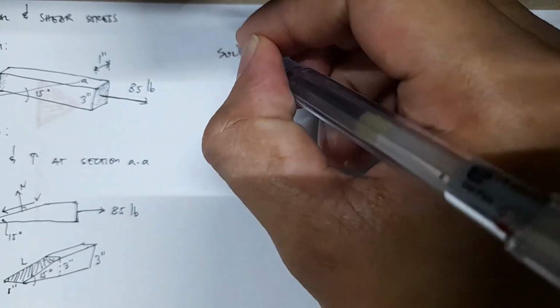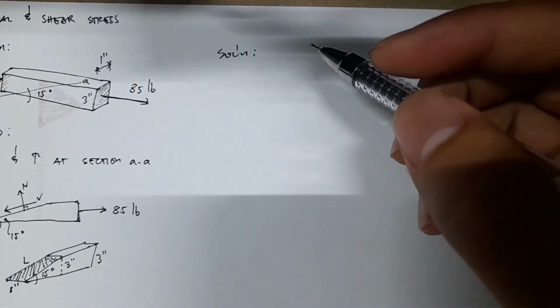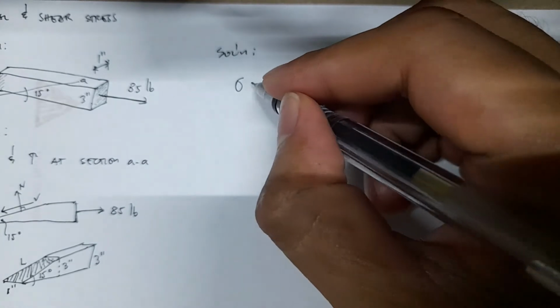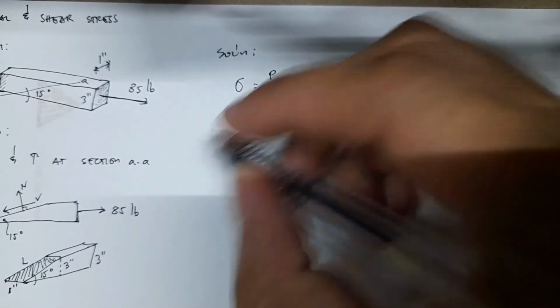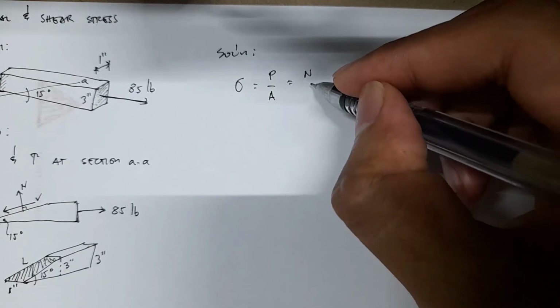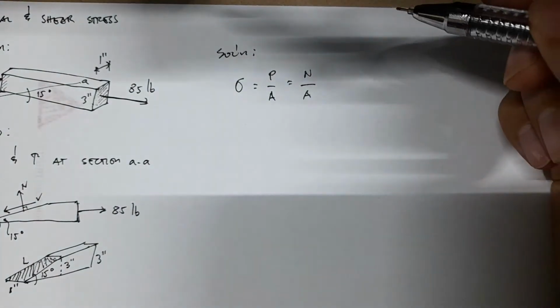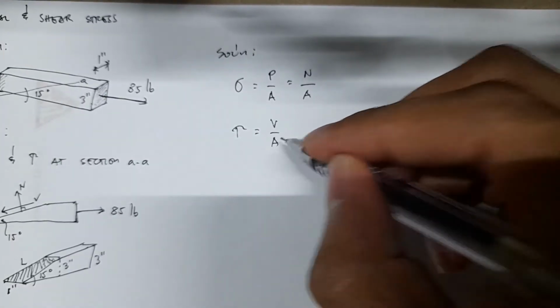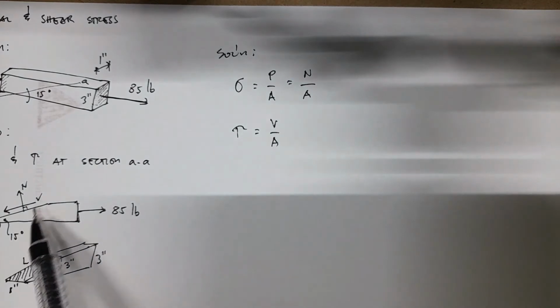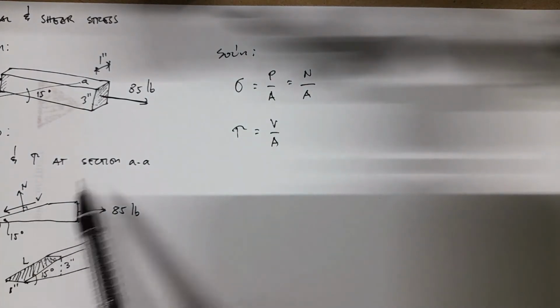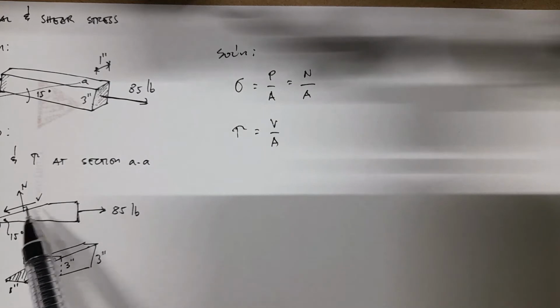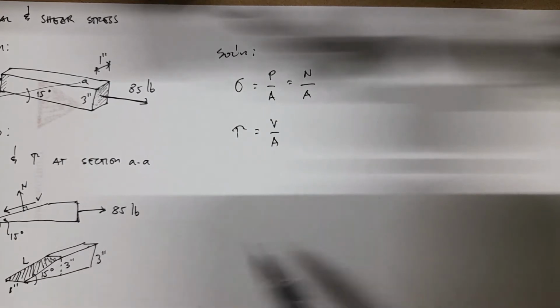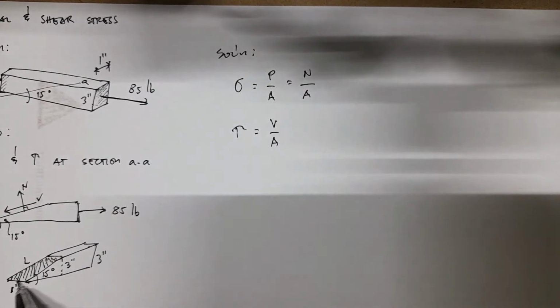So, solution. Again, our working equation for normal stress is just this one: sigma is equal to P over A, which in this case is just the normal force over area. And for tau, we just have V over A, which in this case is the same. We have already denoted the tangent reaction force as V. For the area, we need the normal area and the shear area.